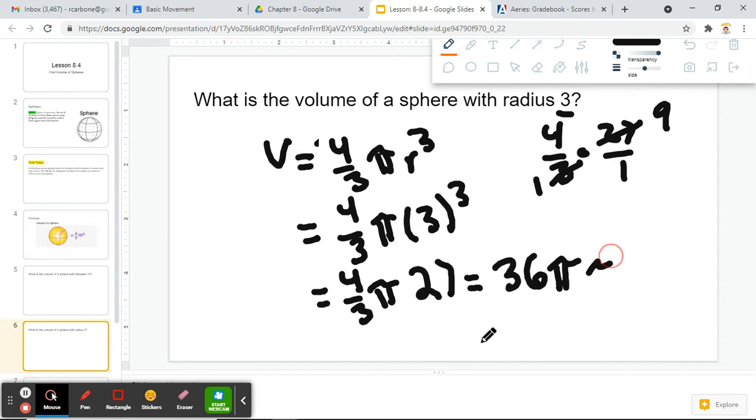And then if we want this answer not in terms of pi, we can do 36 times pi, which is equal to approximately 113.1. So this is in terms of pi, and this is not in terms of pi here.